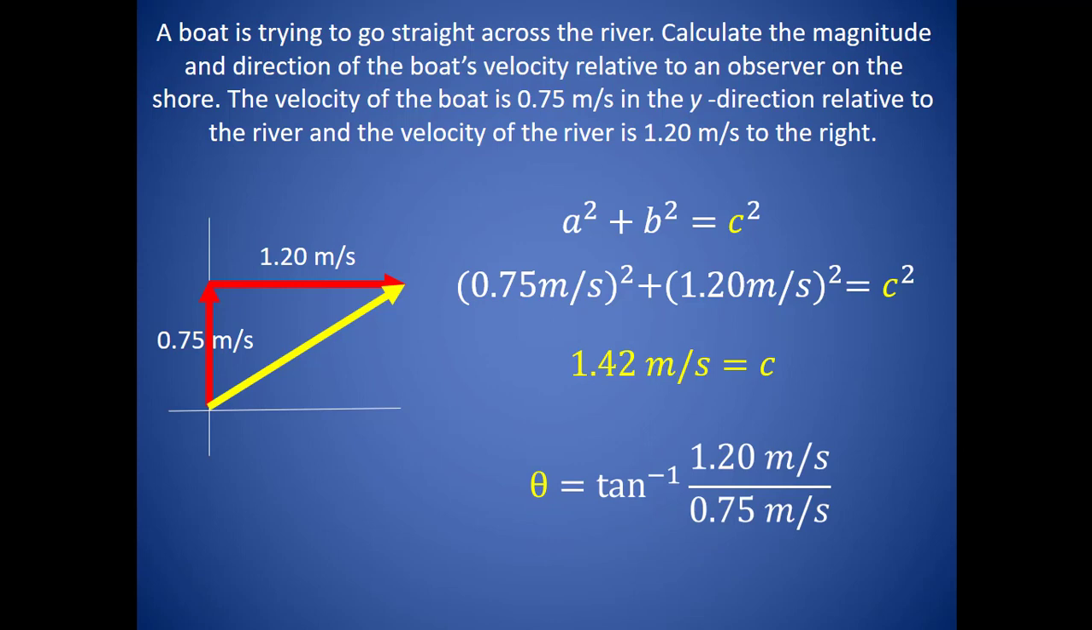We can use tangent or sine or cosine, again, whichever one you want to. The opposite leg is going to be 1.2 meters per second. The adjacent leg is going to be 0.75 meters per second. So what we're going to find is the velocity of the boat. If somebody were watching on shore, they would measure the velocity of the boat as being 1.42 meters per second at an angle 58 degrees east of north.